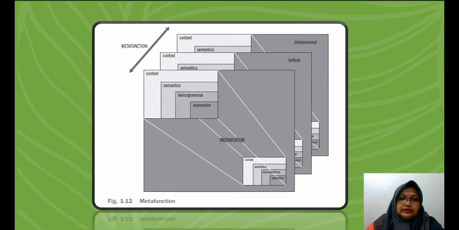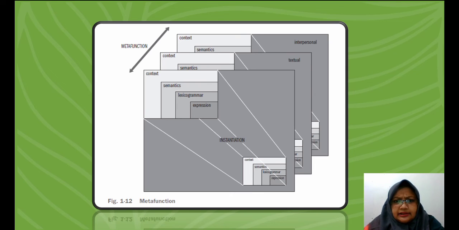Okay, next, here we can see the metafunction figure 1.12. Metafunction consists of textual, interpersonal, and ideational. And from here, instantiation, there is expression, lexicogrammar, semantics, and context here.